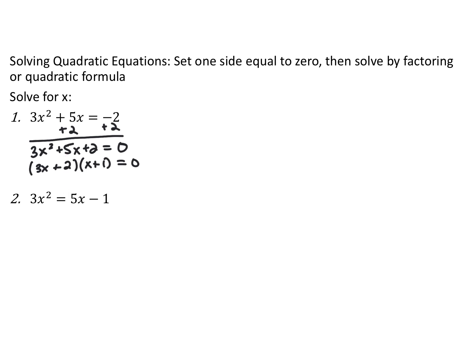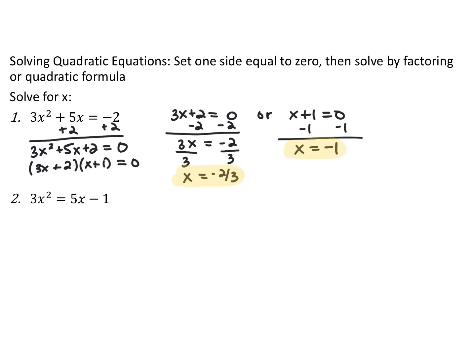So because this does factor, I now have zero product property. I have two products multiplied by each other set equal to 0. So I can just take each one and individually set it equal to 0. So I end up with 3x plus 2 equals 0, or x plus 1 equals 0. And then I just solve each of these individually like a regular two-step equation. For the first one, I subtracted 2 from both sides and then divided by 3 and got x equals negative 2/3. For the second one, I just had to subtract 1 from both sides and got x equals negative 1.